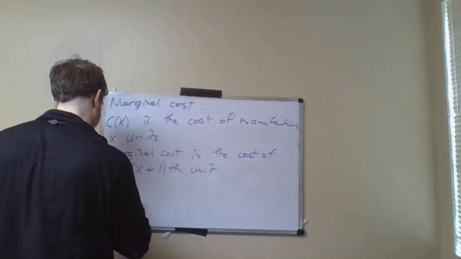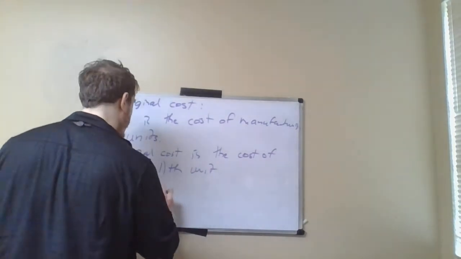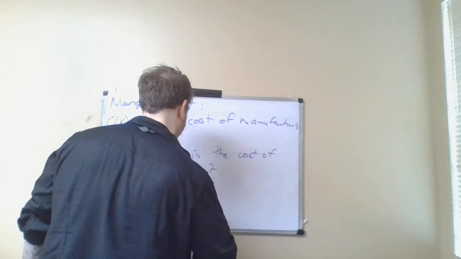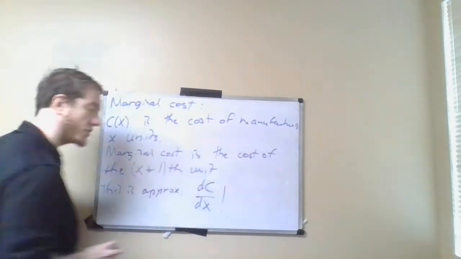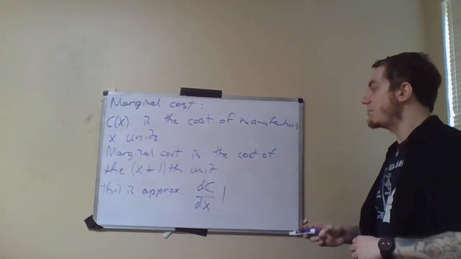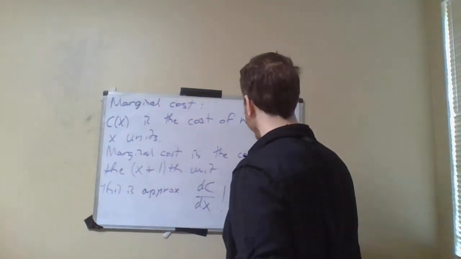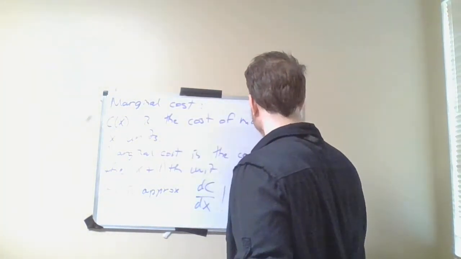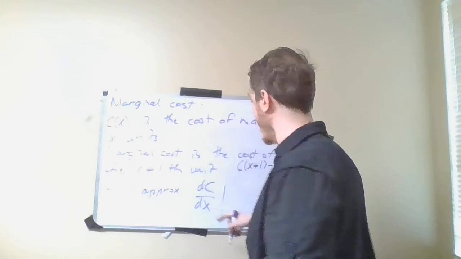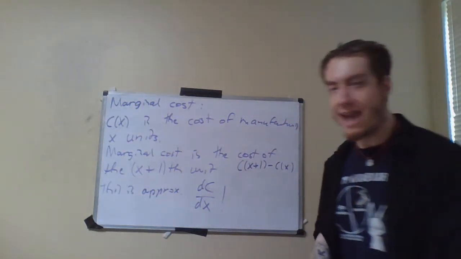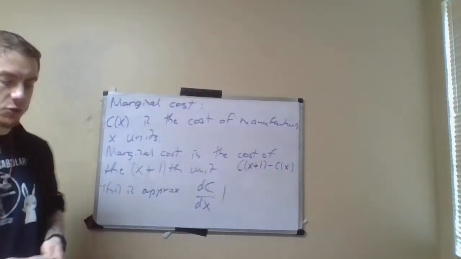And what we can then say is that this is approximately the derivative of the cost with respect to the number of units. So instead of calculating the marginal cost by, strictly speaking, the cost of the X plus 1th unit minus the cost of the X unit, it's approximately the change in cost per change in X at whatever number of units we are at.